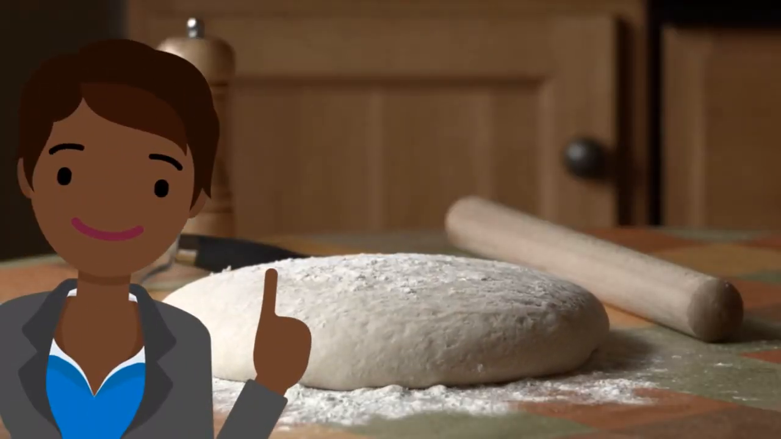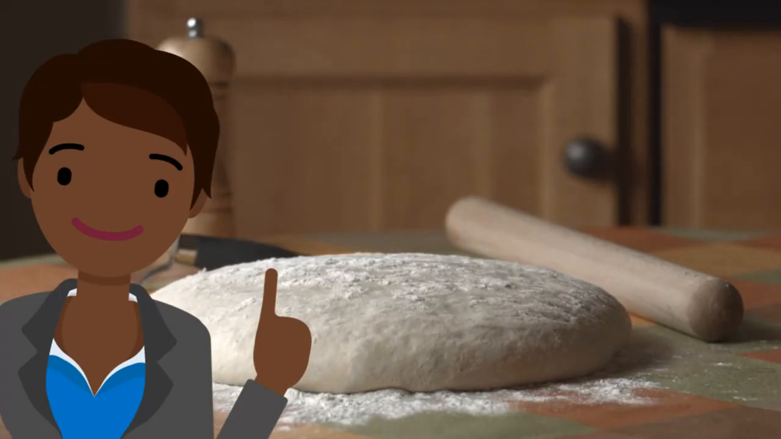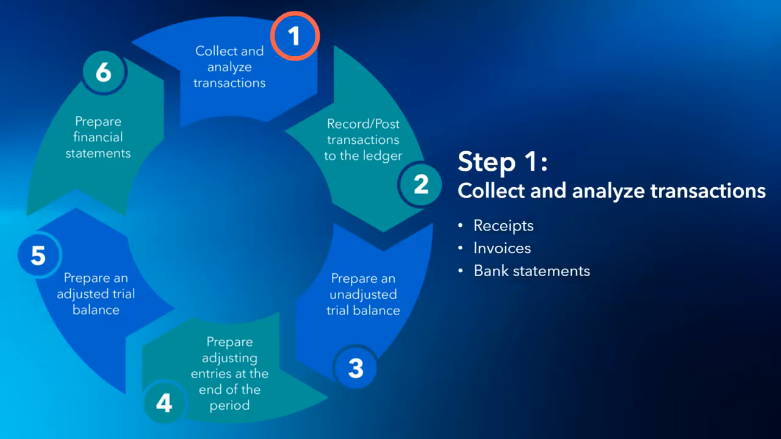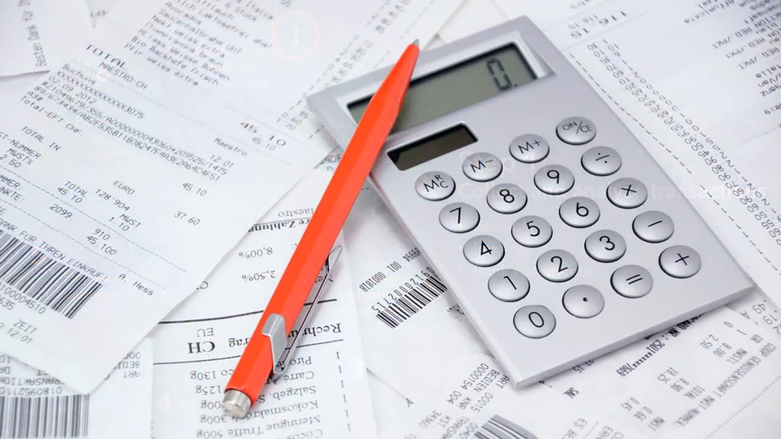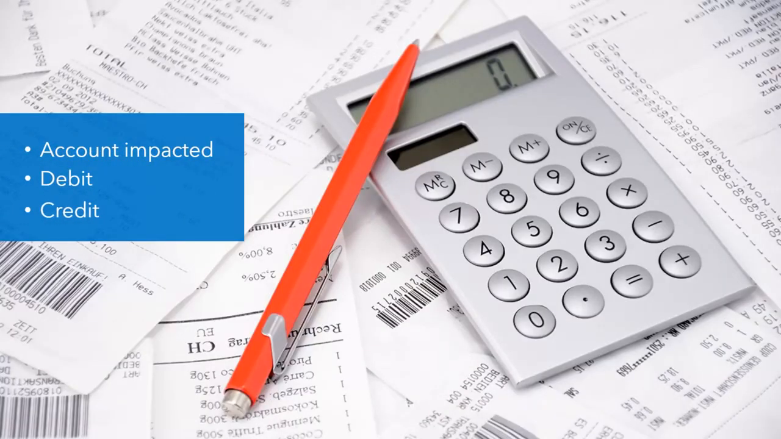Now, like my father used to say, you can't make your pizza unless you start with the dough. For the accounting cycle, the first step is to gather source documents, things like receipts, invoices, bank statements. Next, you need to analyze them to figure out what is going on. In other words, what account it's impacting and whether it's a debit or a credit. After that, it's just about making a simple journal entry.